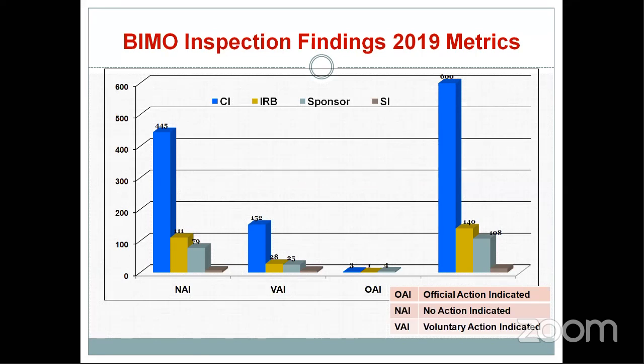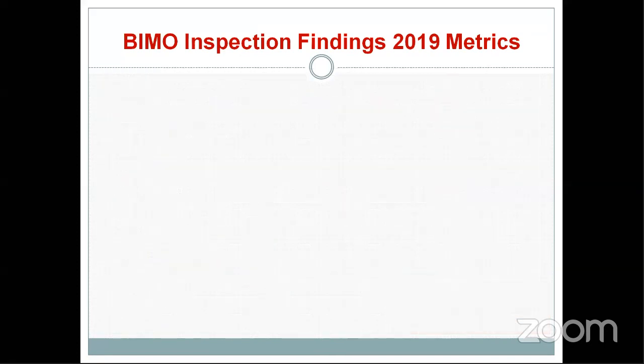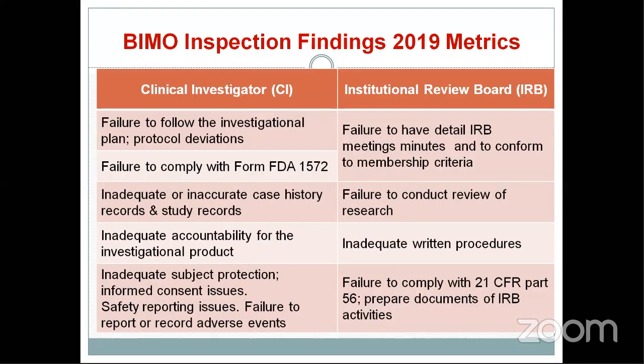Basically, the clinical investigator has the largest number of findings, followed by the IRB and the sponsor. The SI is the sponsor investigator. This slide lists the major findings or categories of findings. I don't have to go through that, but again: failure to comply with Form FDA 1572 and protocol deviations, and inadequate subject protections. That's the major thing which comes into the picture.